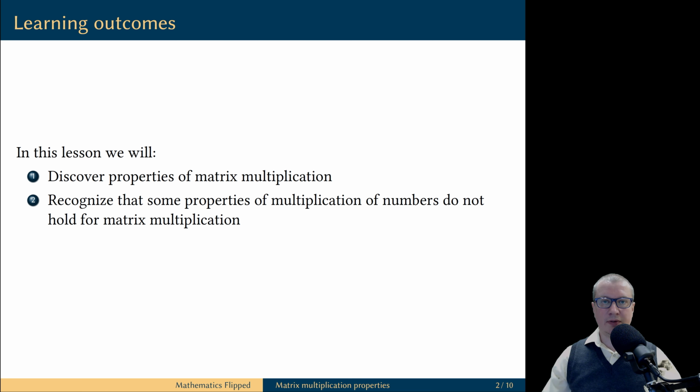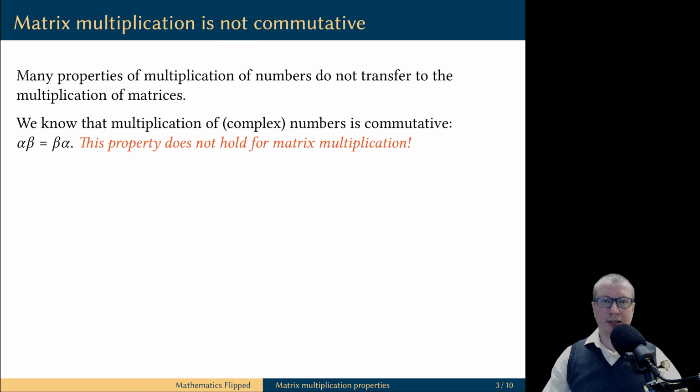In this lesson we will establish several properties of matrix multiplication, and we will realize that not all properties of multiplication of numbers apply to multiplication of matrices. Let's get started. To give you a little taste of what's to come in this video, let's immediately observe that matrix multiplication is not commutative.